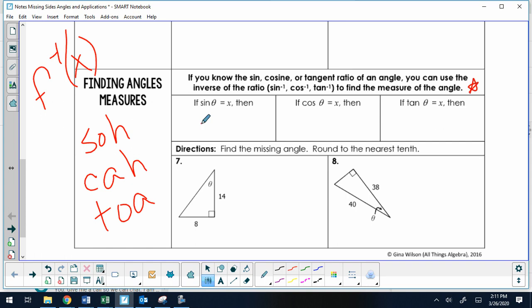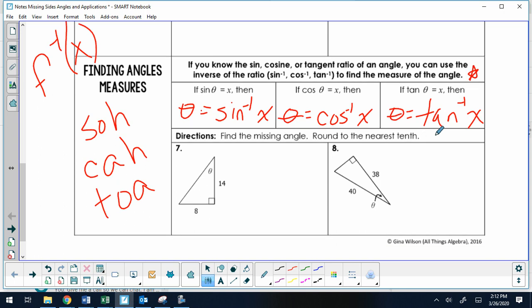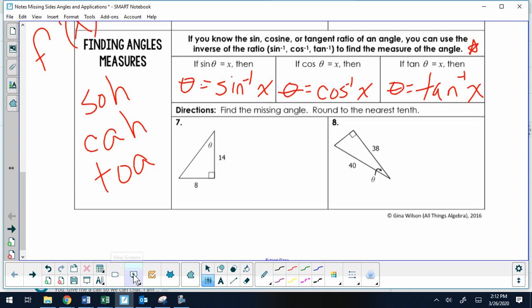angles. So if sine of theta equals x, I'm going to do inverse sine of both sides, and theta is going to be inverse sine of x. If cosine theta equals x, then theta is going to be inverse cosine of x. And if tangent of theta equals x, then theta is going to be inverse tan of x. So we're going to use those inverses in order to find our missing angle measures in this case.